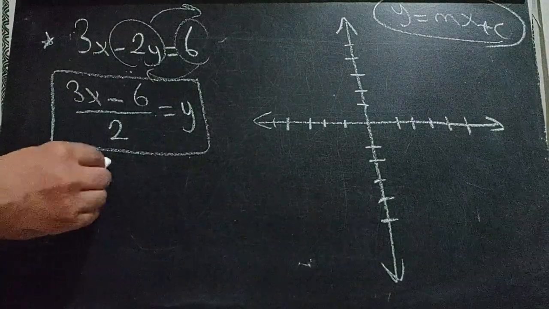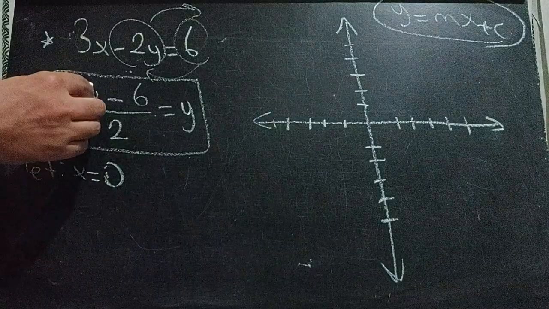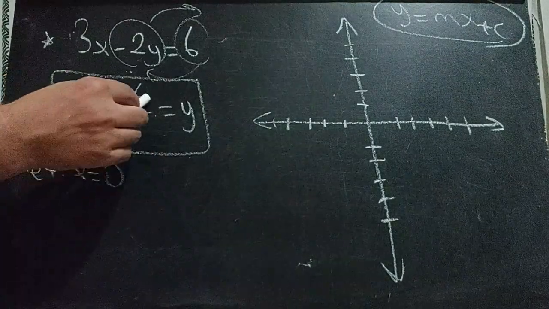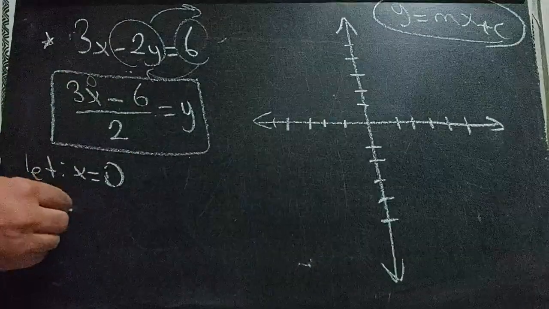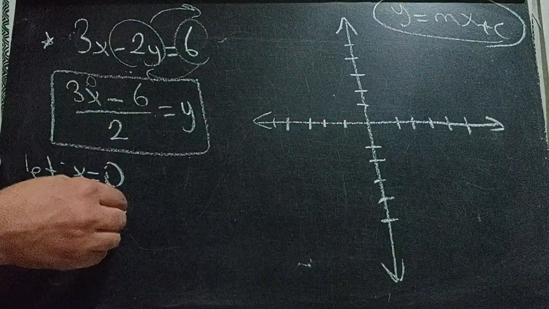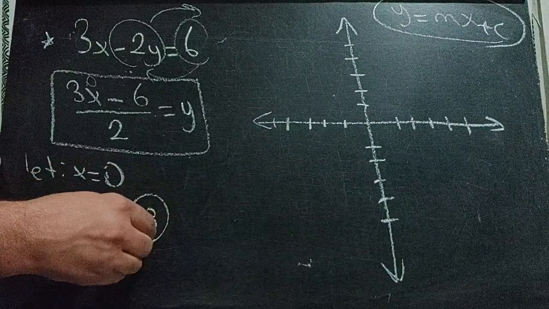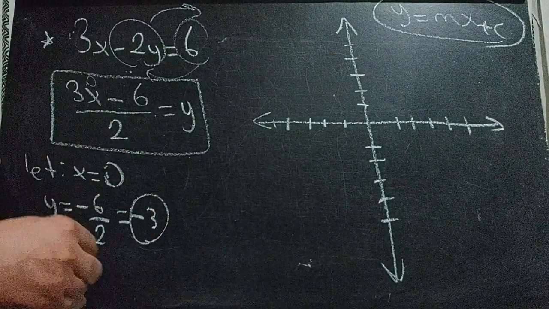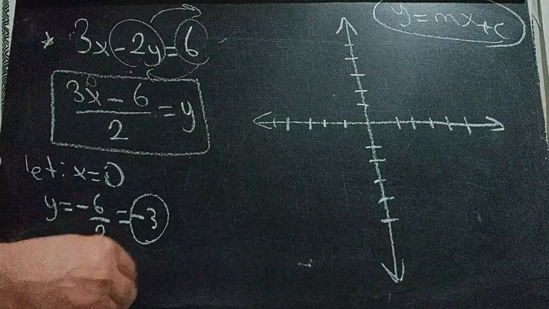x equals 0. When you put there 0, y is going to be 3 times 0, 0 minus 6. It is going to be minus 6 over 2, which is -3. That is my first point, which is 0, negative 3.